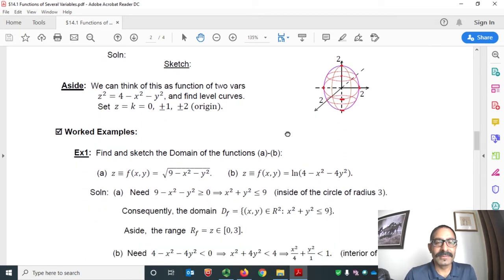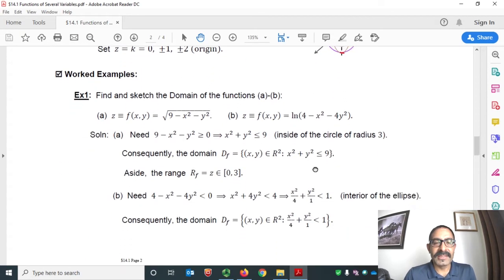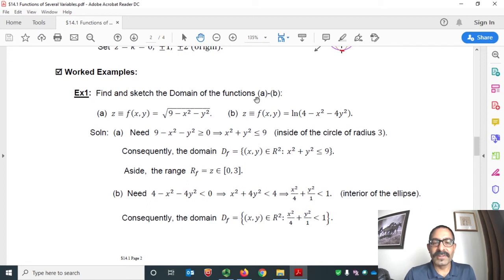Example 1. Find and sketch the domain of the functions A to B. So here, the function in part A, z equals to function of xy, which is radical 9 minus x squared minus y squared, and in B, f equals to natural log of 4 minus x squared minus 4y squared. So let's find the domain and sketch the domain of this function of two variables.